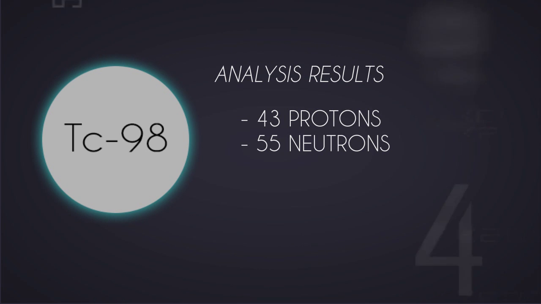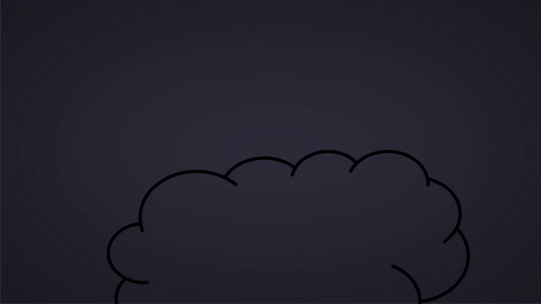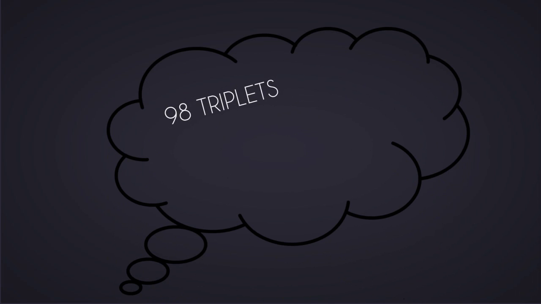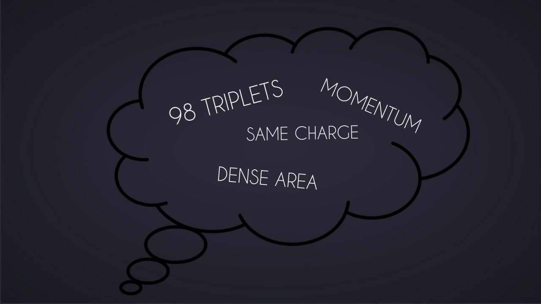For every neutron and proton, there are three quarks, with all the proton baryons having a plus one charge. That is 43 positively charged baryons moving about 55 neutrally charged baryons, while all the quarks within the nucleons are experiencing some form of asymptotic freedom. So first thought, there are 98 triplets of quarks carrying momentum confined to a dense area while almost half of the nucleons have the same charge.